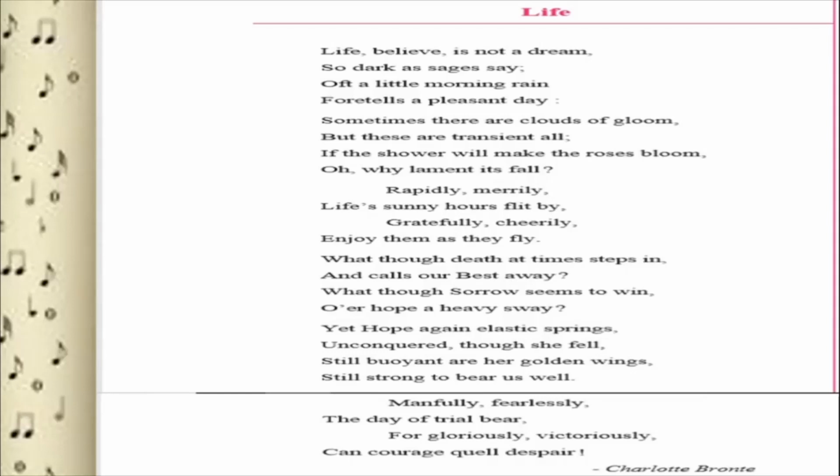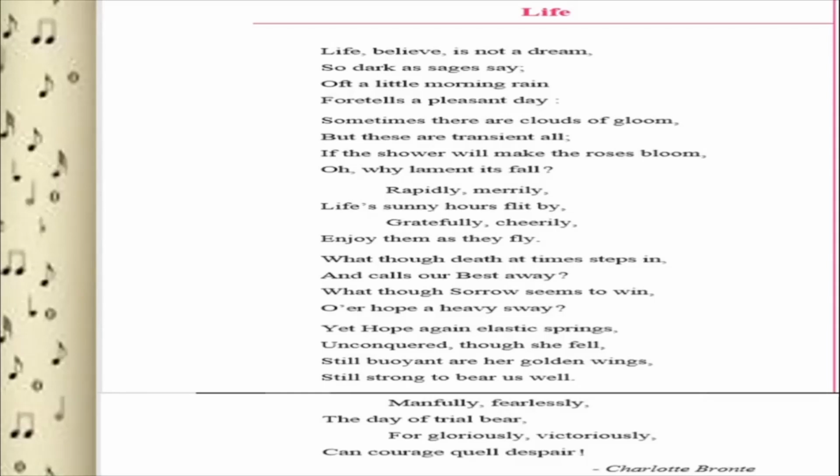But some sages, they say that life is very dark. What is the meaning of dark here? Dark means sad. Dark means difficult. Okay? So they are saying that life is not dark.